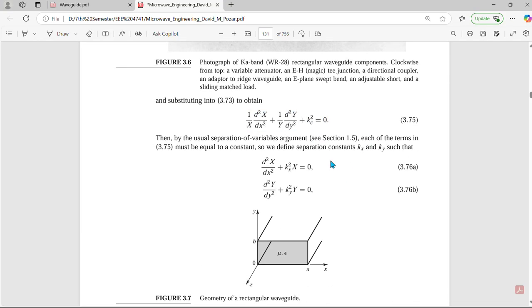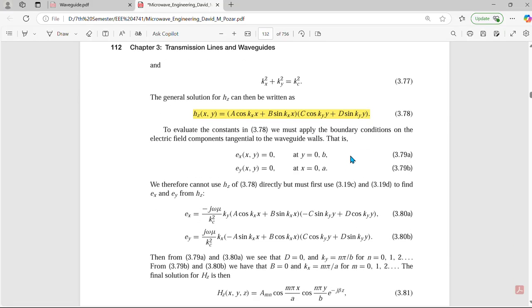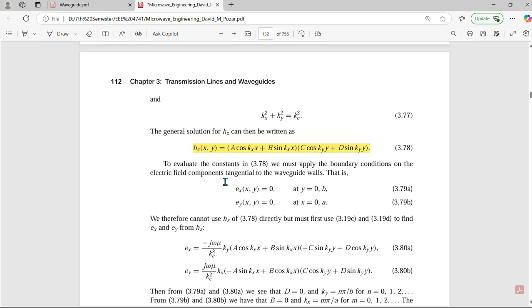And after that, solving both of the equations, we get the general equation for Hz. The main equation for the magnetic field is Hz of x, y equal to (a cos kx x plus b sin kx x) times (c cos ky y plus d sin ky y), where a, b, c, d are the constant terms. Now we will evaluate these constant terms.